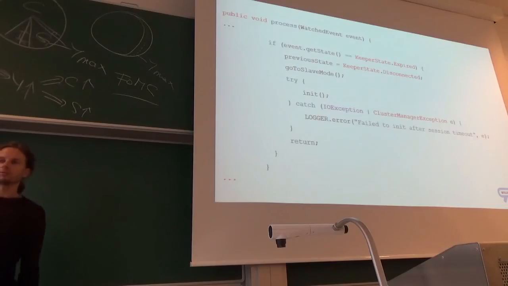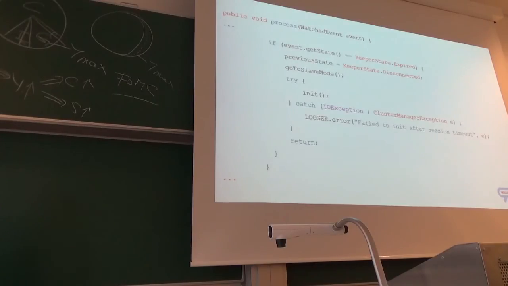If you're watching a node, you're just getting an event, and you can check what this event was. Did it disconnect? Was it deleted? All that stuff. So it's just one method, you can check the event, and it's pretty straightforward and really simple.